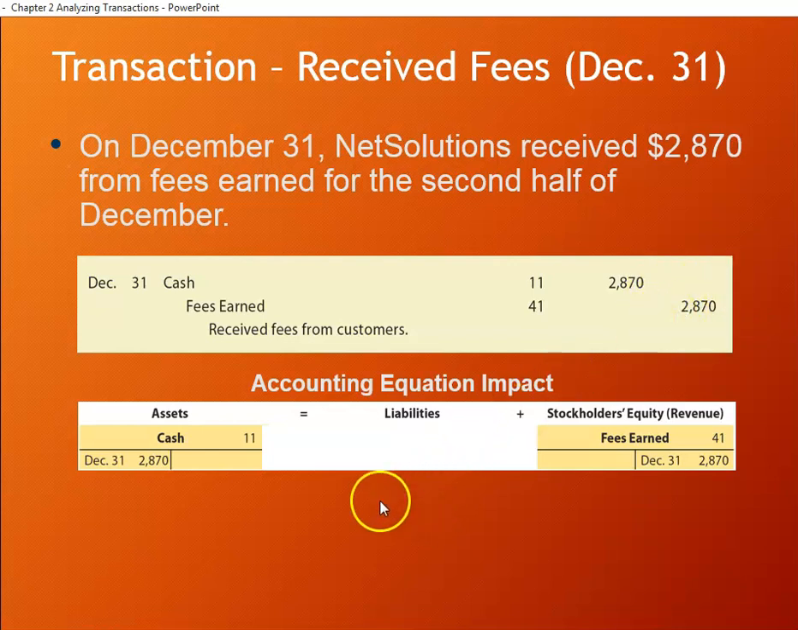So the accounting equation impact, assets go up, and in this case, different from expenses, revenue goes up and stockholders' equity goes up. Okay, so when we have revenue here, both the revenue is up and stockholders' equity is up. When you see expense here, the expense is up over on this left side, but equity actually goes down. Okay?